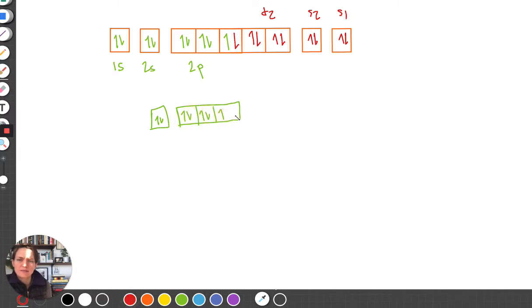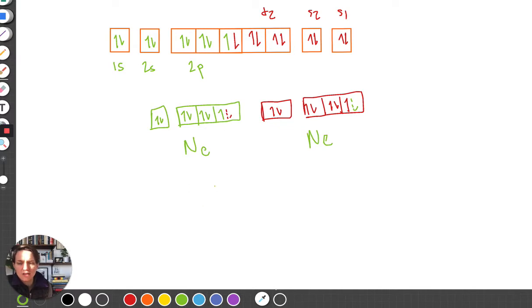You can think of this as being like a part-time donated electron. And over here, we have the same thing. So by sharing those electrons, they are able to achieve noble gas configuration. This looks like neon, this looks like neon. And the way that we represent this sharing of an electron is by drawing a single bond between them.